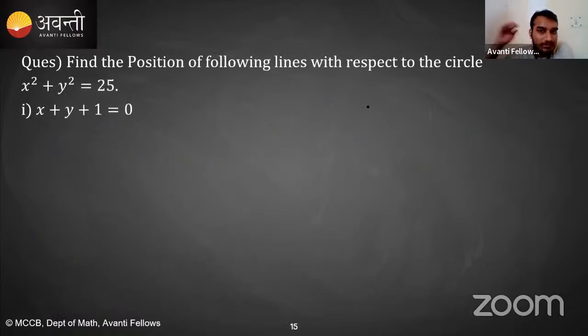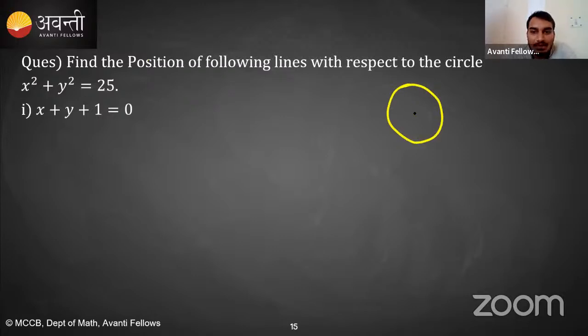So the first question is: find the position of the following lines with respect to the circle x square plus y square equal to 25. First is the position of the line x plus y plus 1 equal to 0. Everyone start doing this question. Let me know the answer, everyone.